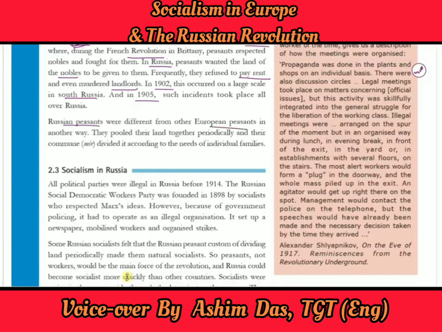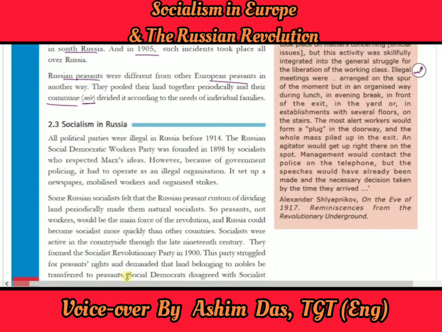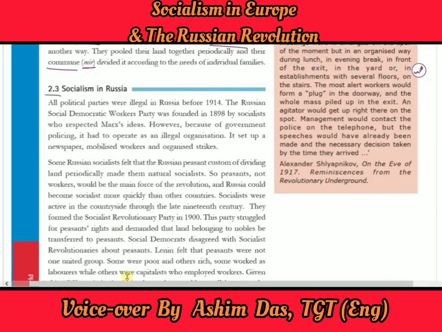Now, Russian peasants were different from other European peasants in another way. How? Because they pooled their land together. They collected their land together periodically, and there was no private division; their commune, or mir, divided it according to the needs of the individual families. It was as if they were following the ideas of socialism, as they felt that we should all be together, and our farming also we should do together. That is why they pooled their land periodically and divided it according to the individual needs of the families.